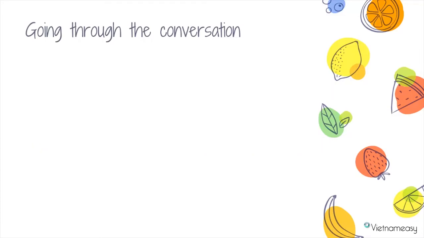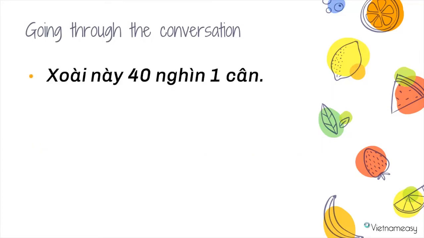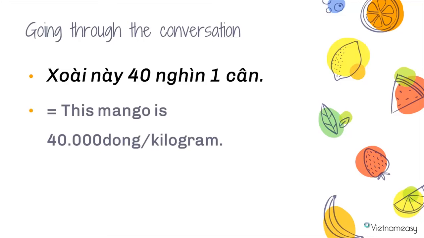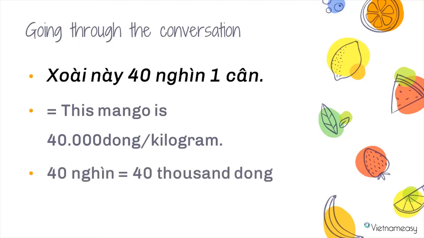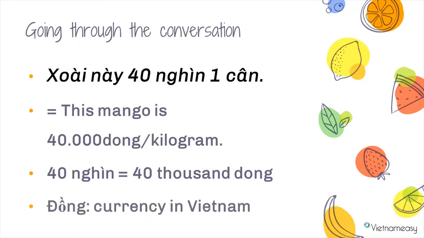For the next one, we have Xoài này 40.000 một cân. Which means, this mango is 40,000 dong per kilogram. 40.000 means 40,000 dong. And we have đồng, which is a currency in Vietnam.